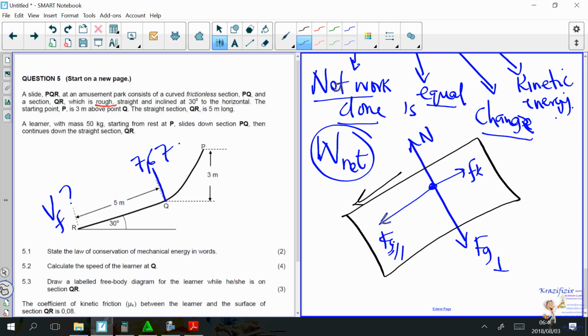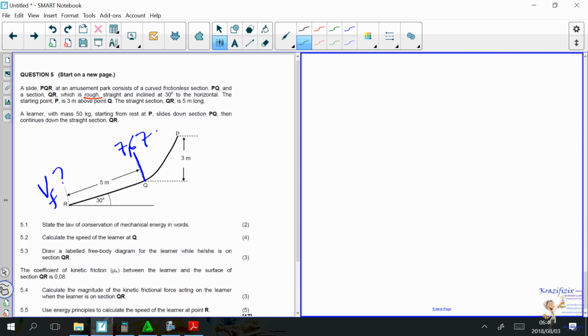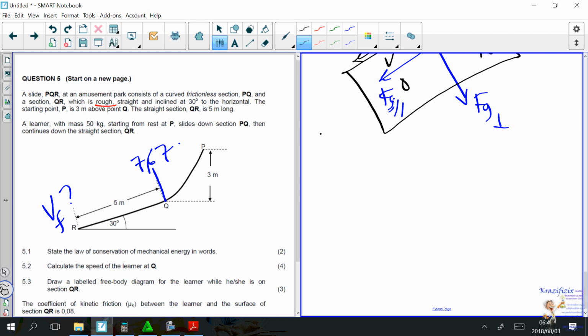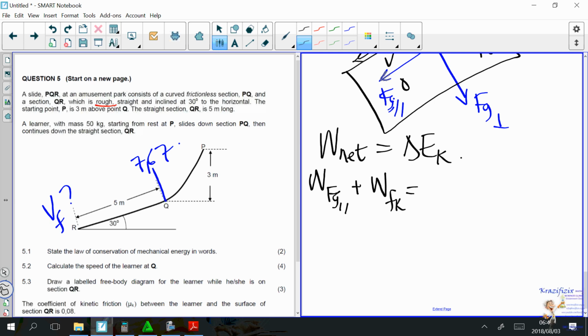So these are the forces acting on the object. Now this is 180. So I'm dealing with friction and gravity. All right, look at this. So can I therefore say my work net equals to change in kinetic energy? That's my original formula. Work done by Fg parallel plus work done by friction equals to half m Vf squared minus Vi squared. I hope you follow it.